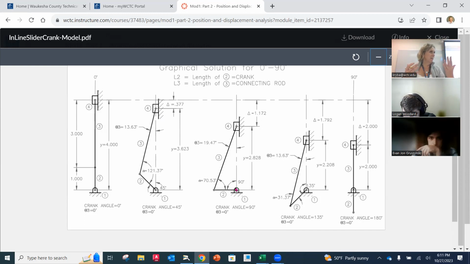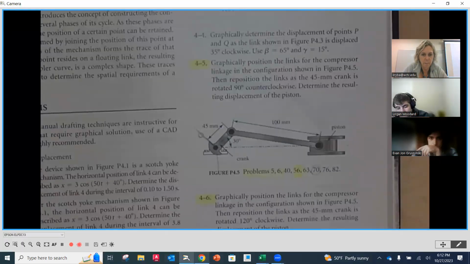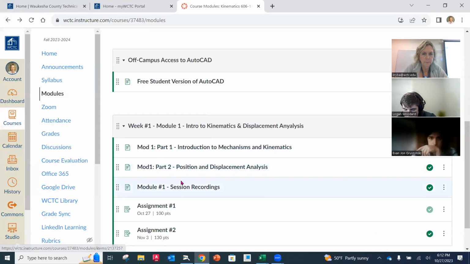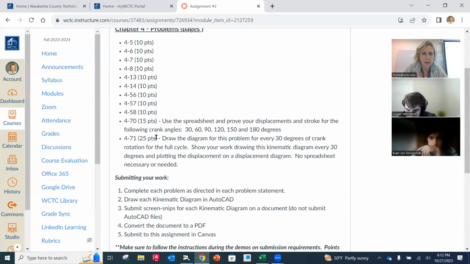Now, if you kept your stuff from your class, or if you're really good friends with somebody who did, you made an offset one. So let's look at the next one that you have. If we go back and look at assignment number 2, number 71: that is the displacement diagram for problem number 4.7.